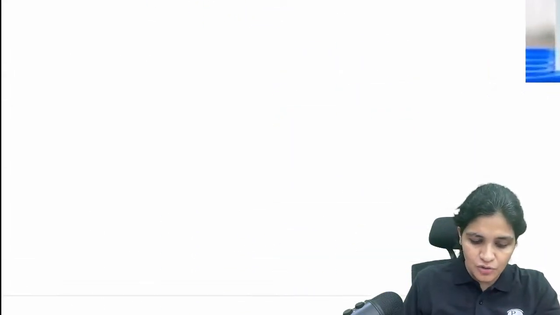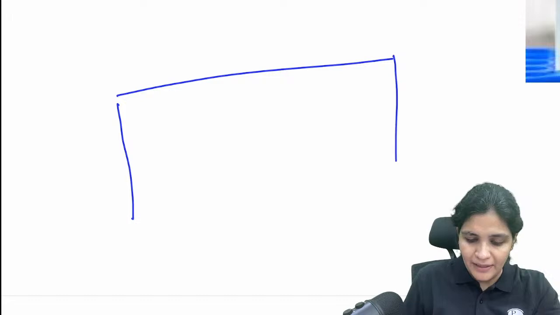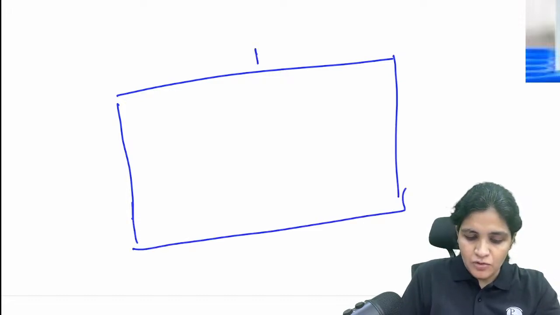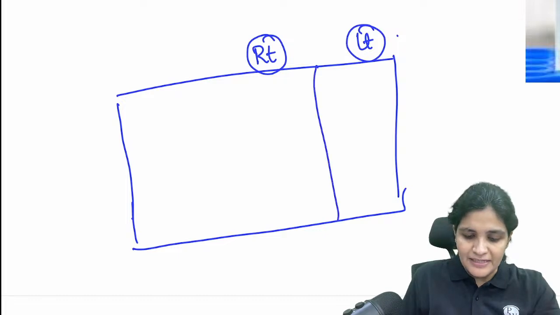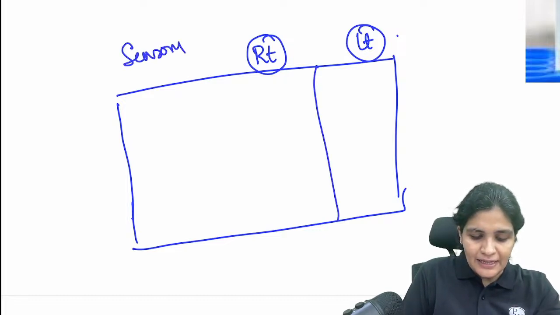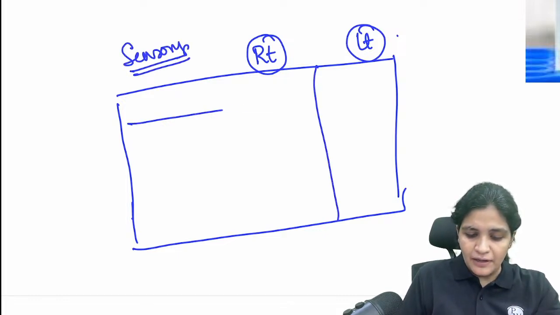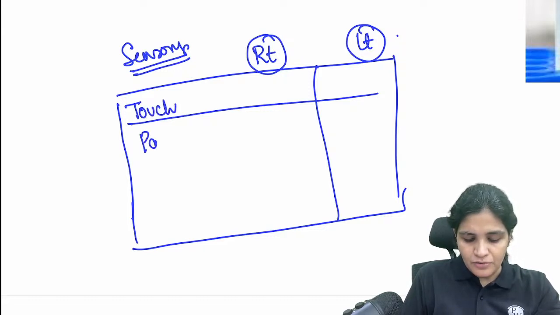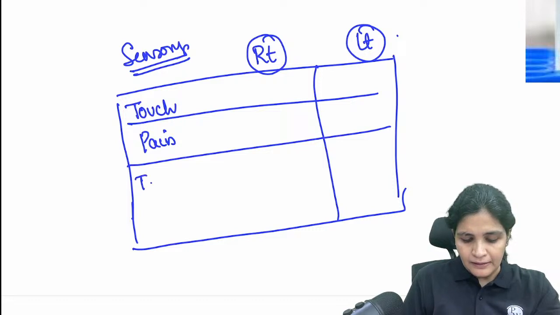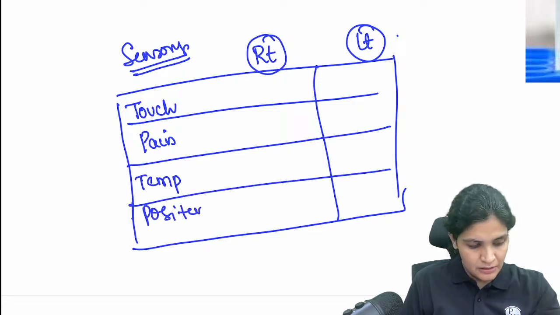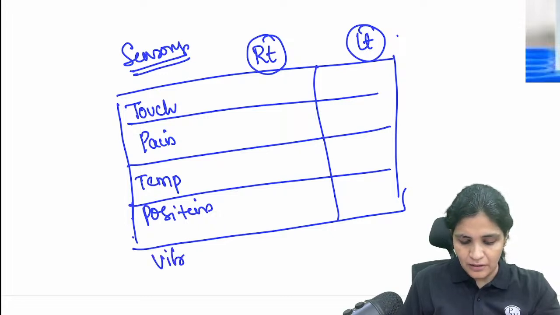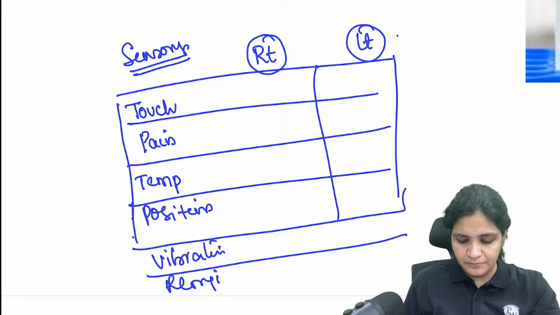So you have to put a column like this, right? So always it is comparative. If there is a right side, left side, then you put right side, left side. Then you will write sensory examination. And then you will write all this. So first you start with touch. Then you start with pain. Then you start with temperature. Then you start with position. Right? And then you put vibration. And then recognition of shape.